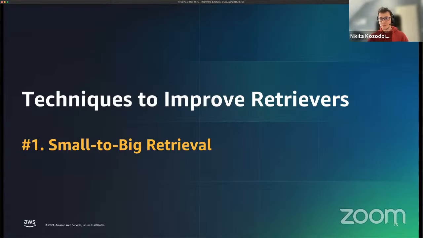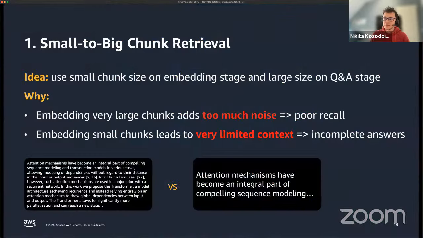The first thing I would like to talk about has different names in the literature, but one of the names is small to big retrieval. Let me explain the problem that we are trying to solve here. It has to do with the length of those chunks, with the length of those paragraphs when we split our documents into texts. Since this is a parameter, we can arrive at any point on a big scale, right?